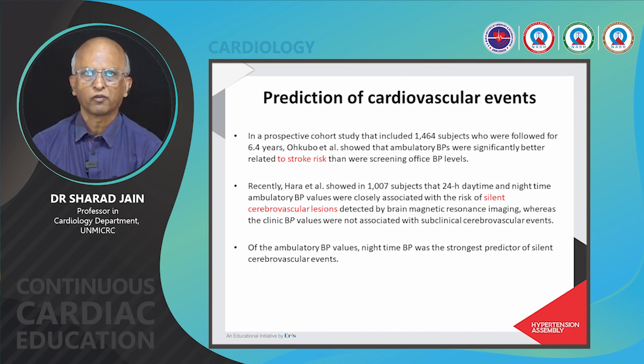Similarly, in a study of around 1000 patients, 24-hour, daytime and nighttime ambulatory blood pressure was more closely associated with the risk of silent cerebrovascular lesions detected by brain MRI, as compared to the office readings. Of the ambulatory BP values, nighttime BP was the strongest predictor of silent cerebrovascular events.